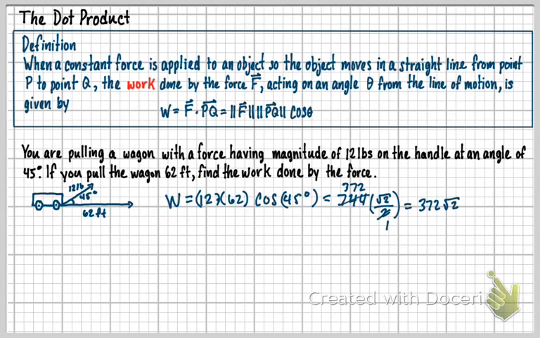So my units would be foot-pounds, or my approximation would be approximately 526.087 foot-pounds. So there's our answer.